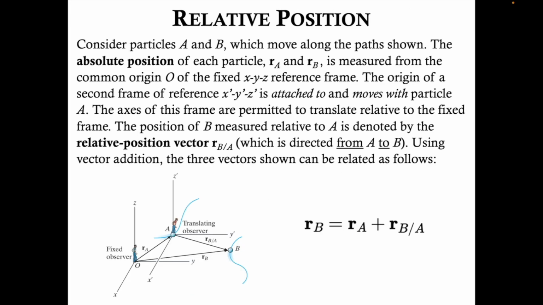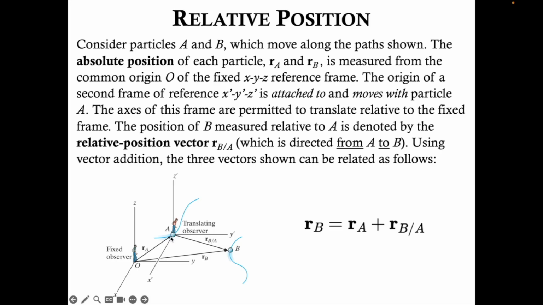Consider particles A and B, which are shown below. They move along the path shown. Particle A follows this path, particle B follows this path. The absolute position of each particle, r sub A and r sub B, is measured from the common origin O of the fixed XYZ reference frame. We have this fixed reference frame of a fixed observer. We have point O here, and then we have a position vector r sub A, which goes from O to A, and another position vector r sub B that goes from O to B.